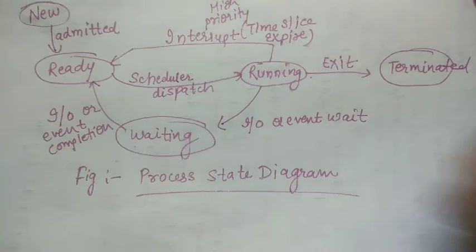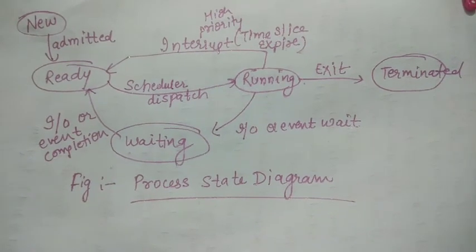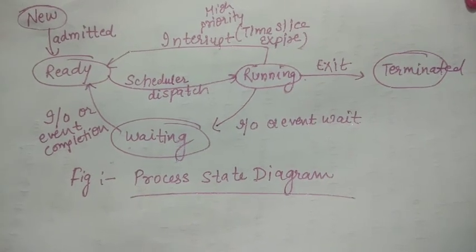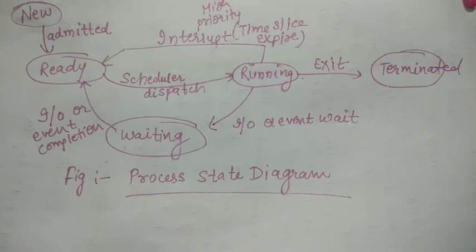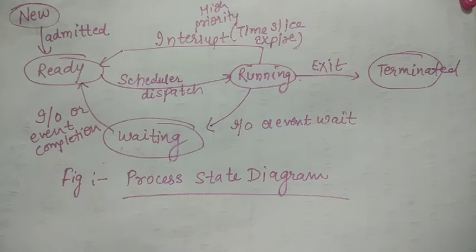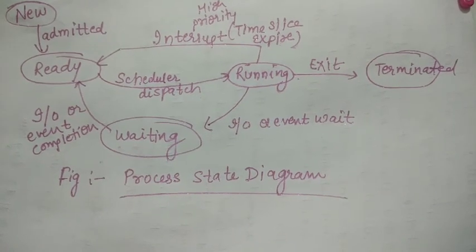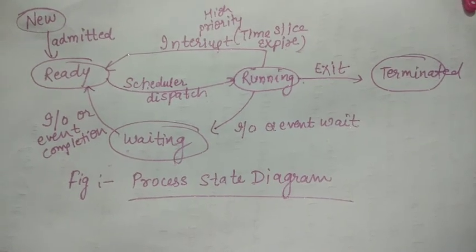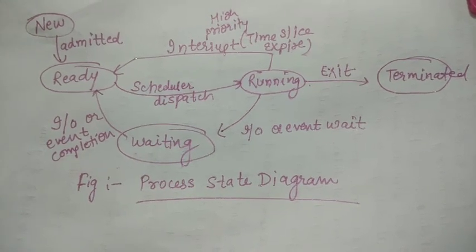It waits for the event to occur, and once the event has occurred and completed, it will go back again to the ready state, where it is ready for execution again, and then it comes to the running state. Once the running or execution has been completed, it exits and goes to the terminated state. So this is how a process changes from one state to another depending upon different situations, as we saw here. So these are the states in which a process can be. I hope this lecture about the process was clear to you.